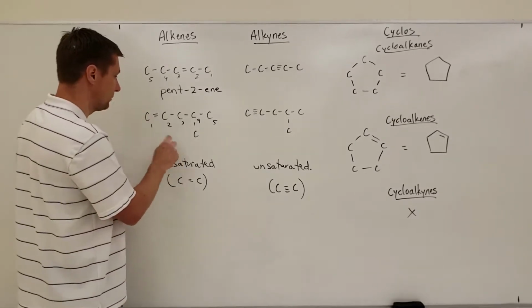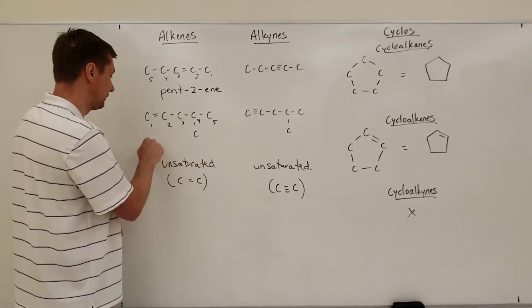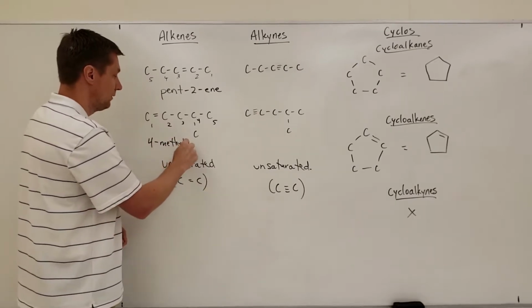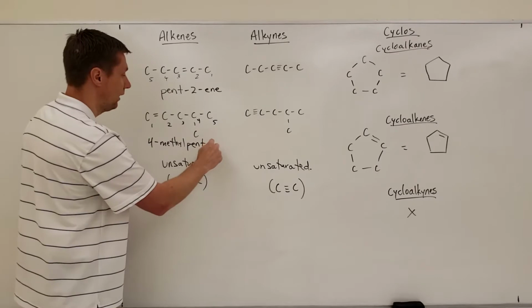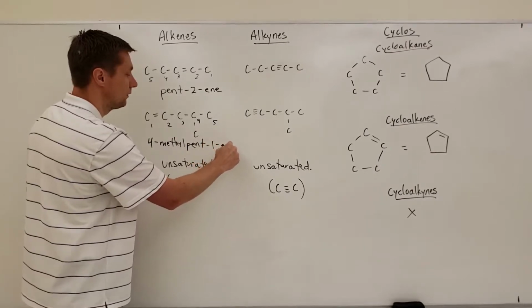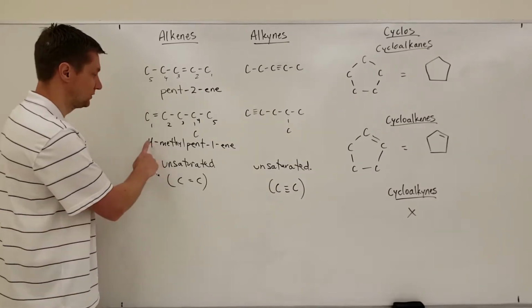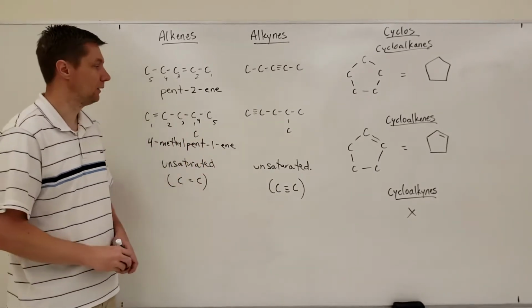So this is going to be, first of all, we have to name the branch. So the branch is 4-methyl, and then pent, because that's the parent chain, and the double bond is on carbon 1, so we say 1-ene, just like this. So 4-methylpent-1-ene is the name of that compound.